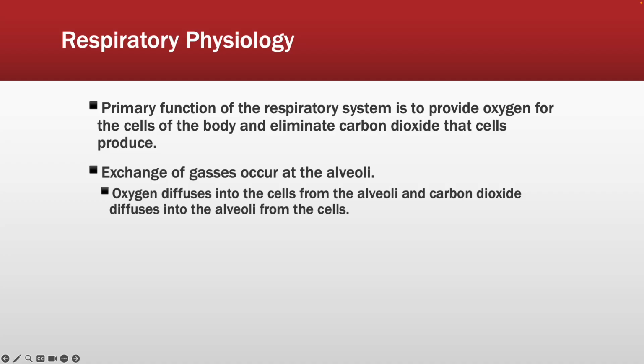Respiratory physiology. The primary function of the respiratory system is going to be to provide oxygen for cells in the body and to eliminate carbon dioxide and waste that the cells produce. The exchange of gases occurs at the alveolar level. Oxygen will diffuse into the cells from the alveoli, and carbon dioxide diffuses into the alveoli from the cells across pressure gradients.